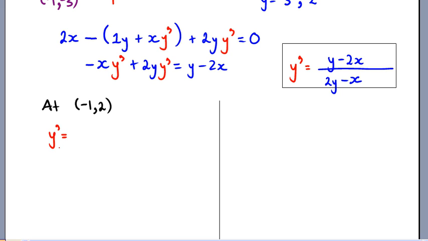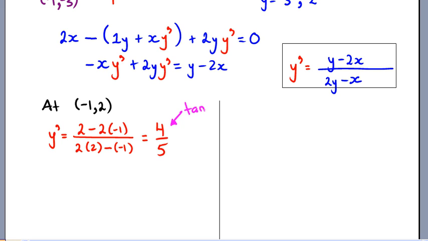So I'm just going to go and drop in those values using what I've got there in the box. 2 for y minus 2 times a -1. Then in the bottom, 2 times a 2 minus a -1. And when you clean that up, you end up with 4/5. But be so careful because that is the slope of the tangent that's there. And this question was just trying to throw us off. It said, no, you got to go and find the normal line. Okay, well, let's do these things in parallel as we work down the page.